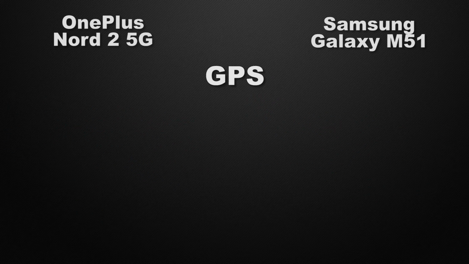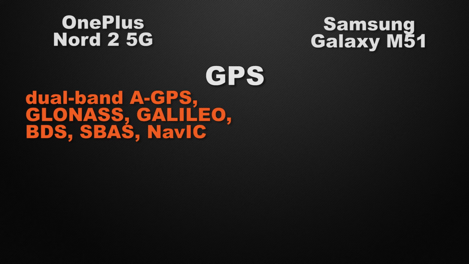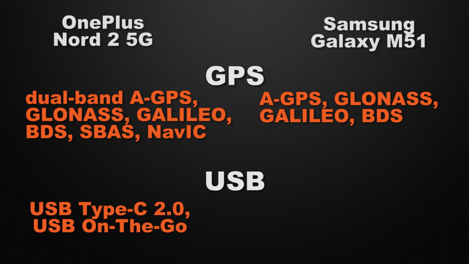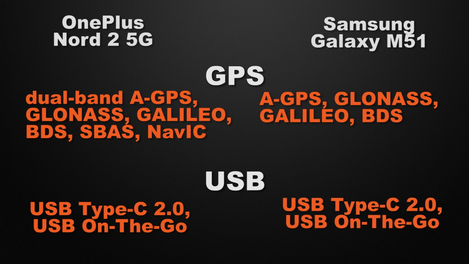Let's talk about the positioning chips in the devices. Nord 2 has dual band AGPS, GLONASS, Galileo, BDS and other chips, whereas M51 has AGPS, GLONASS, Galileo, BDS. So the winner here is Nord 2 because it has many chips. And about the USB connectivity of the devices, Nord 2 comes with a 2nd gen Type-C connector with OTG support, whereas M51 also has a 2nd gen Type-C connector with OTG support.